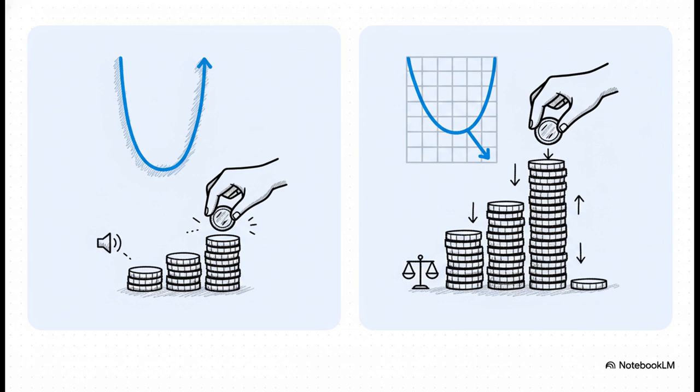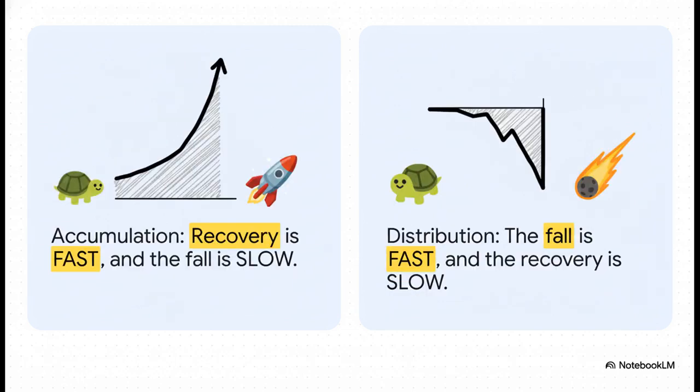Accumulation is this period of quiet, controlled buying, usually after a price has fallen. The big players are getting in without causing a big scene. Distribution is the opposite. It's controlled selling, usually after a price has gone way up as they cash out their positions.